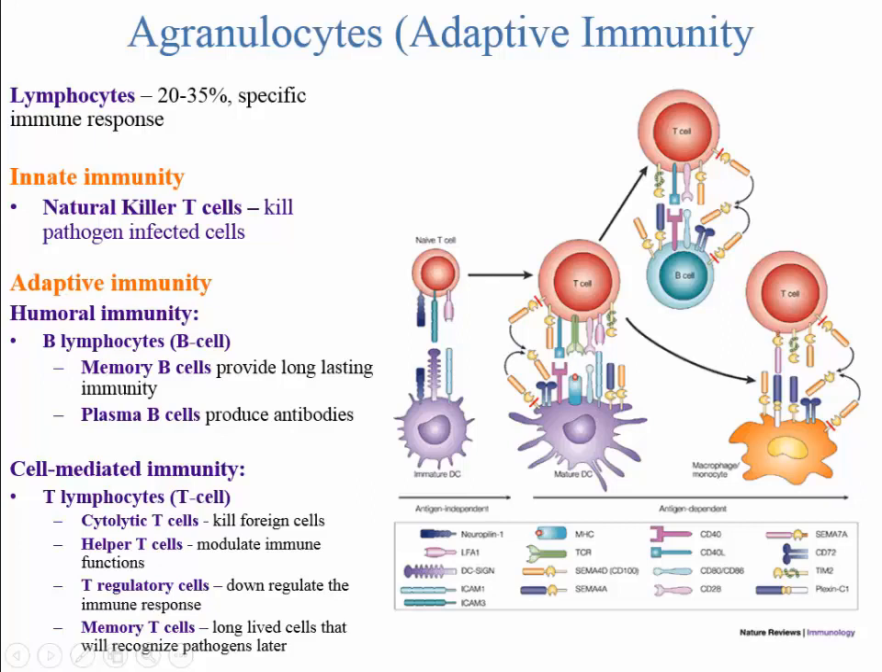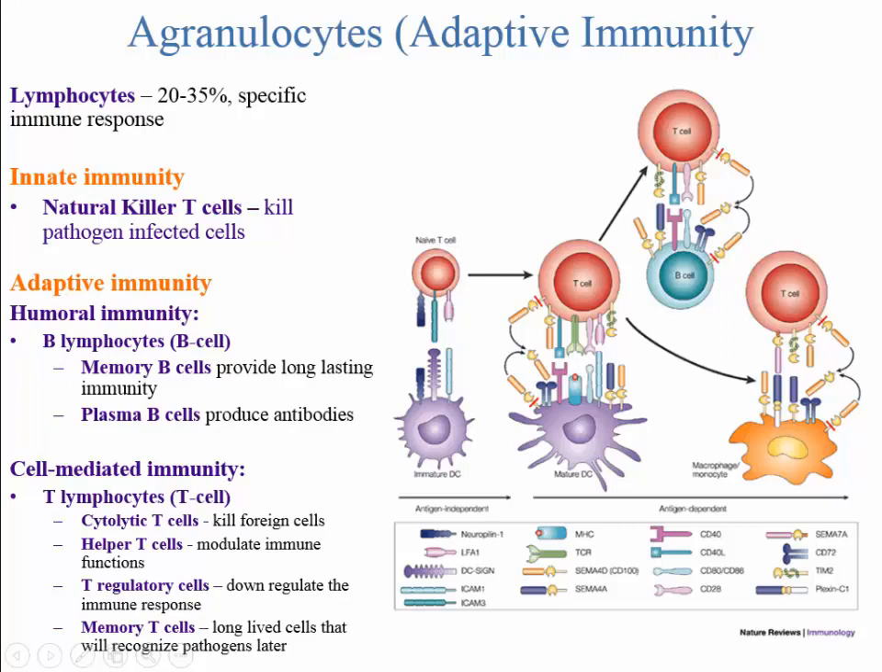So the agranulocytes that consist of the adaptive immunity, our lymphocytes, make up about 20 to 35% of our immune response. Our lymphocytes can be either innate or adaptive. Examples of innate immune lymphocytes are the natural killer cells. So natural killer cells are able to kill infected cells within the innate immune response. The difference is they maintain the same specificity throughout the infection, so regardless of seeing the microbe 1 time or 5 times, these natural killer cells will respond the same.